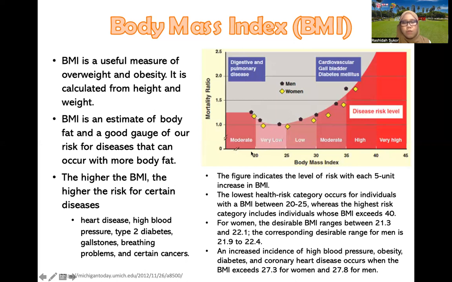If we have our BMI at about 20 to 25, we are considered at a very low risk level of mortality. That means we have a very low risk of getting the disease. If the body mass index is about 25 to 30, we are still considered at low risk level. But it's actually different from men to women.